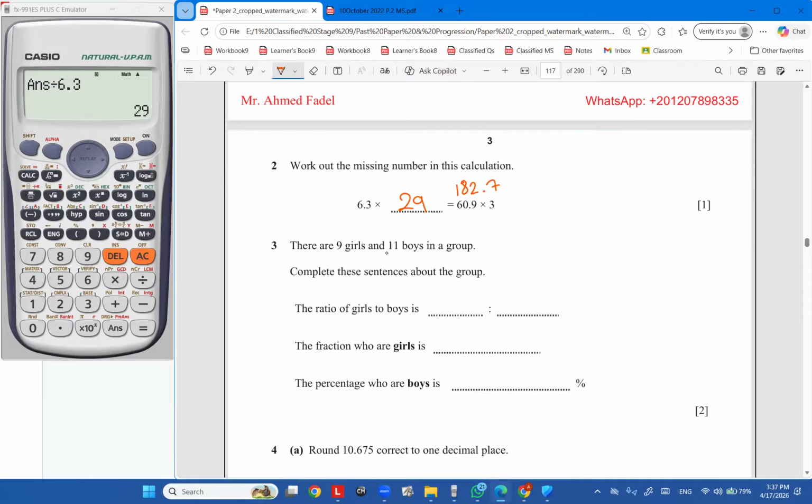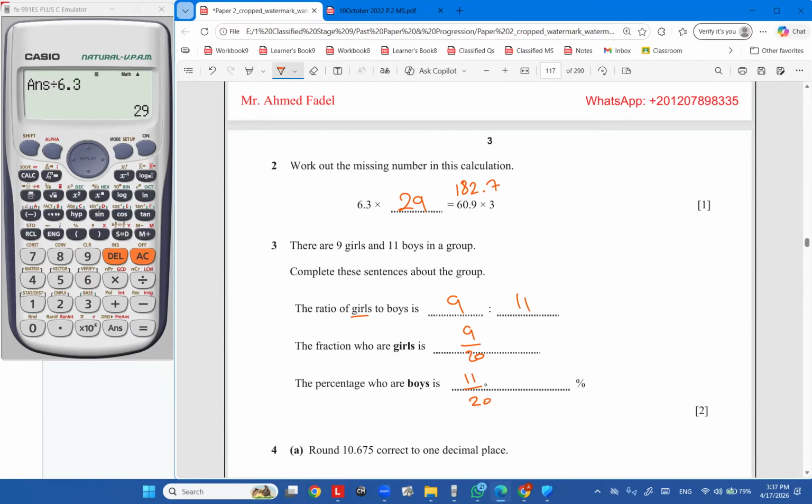There are 9 girls and 11 boys in a group. Complete these sentences about the group. The ratio of girls to boys is what? Girls first, so it is 9 to 11. The fraction who are girls is 9 out of 20. And the percentage who are boys: let's first find the fraction of boys, which is 11 over 20.